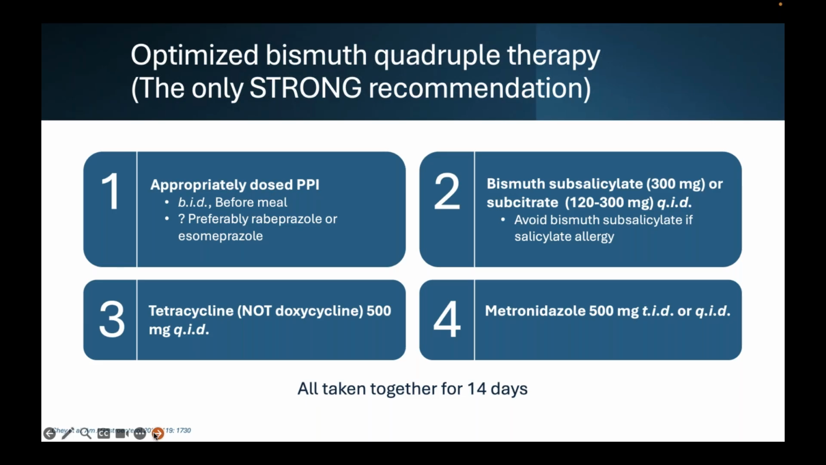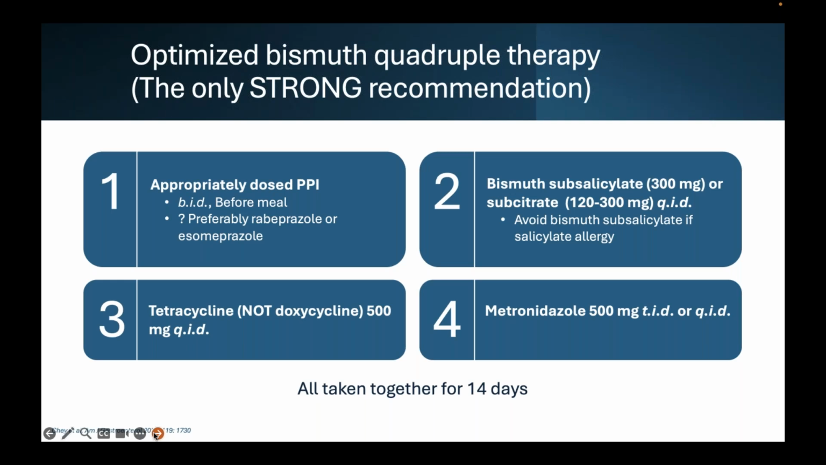Number 1 is an appropriately dosed proton pump inhibitor that should be taken twice daily before a meal. There is some evidence that certain PPIs may be more suitable than others, for example, rabeprazole or esomeprazole, because their metabolism is not dependent on cytochrome P450 2C19. The other component, number 2, is a bismuth salt. There are 2 available in this country, bismuth subsalicylate and bismuth subcitrate. Obviously, the bismuth subsalicylate should not be used if the patient has an allergy to aspirin or other salicylate drugs.